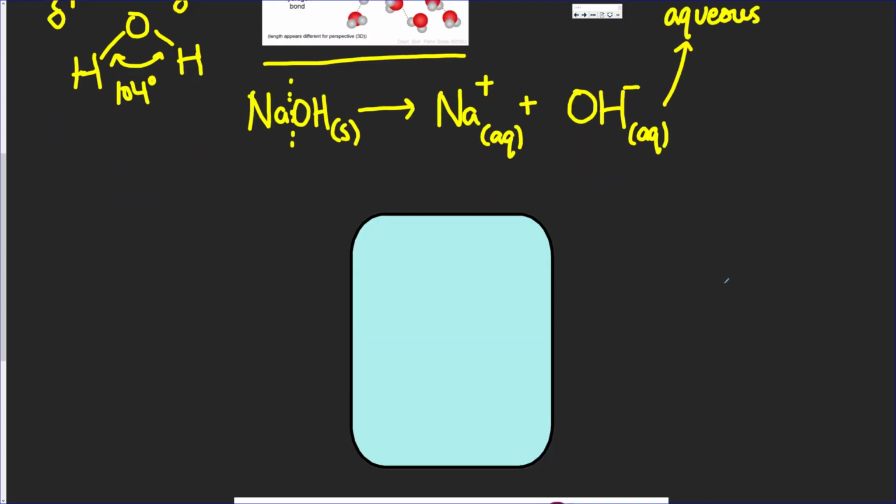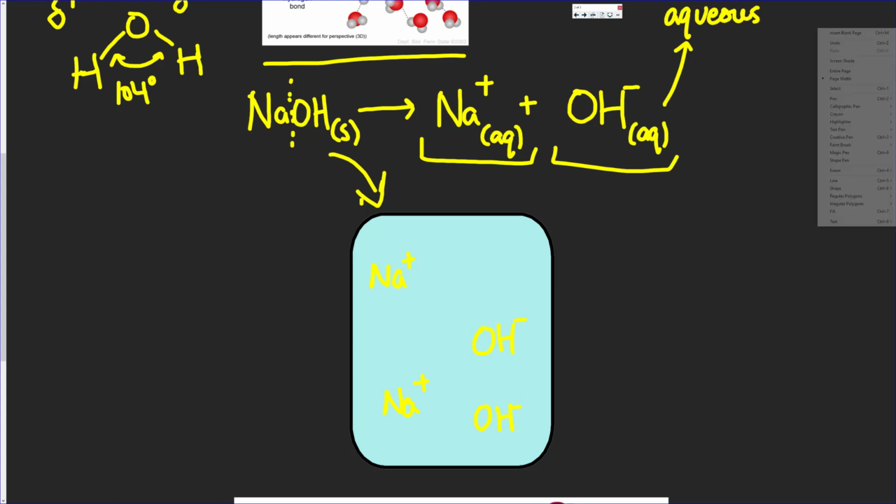So what would this look like? Since your NaOH is put into water and you have these two dissociated ions, you're not going to have your solid anymore. You're going to have your Na plus and your hydroxide swimming around in the water solution. And why did I talk about water in the beginning? The importance of water is that it's the water that breaks this solid apart.